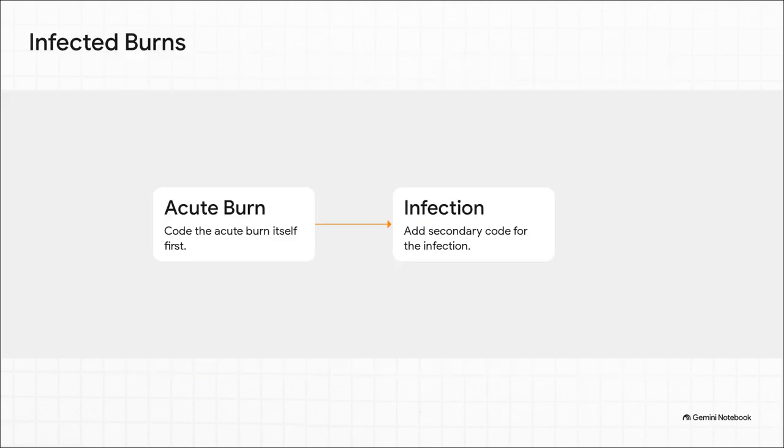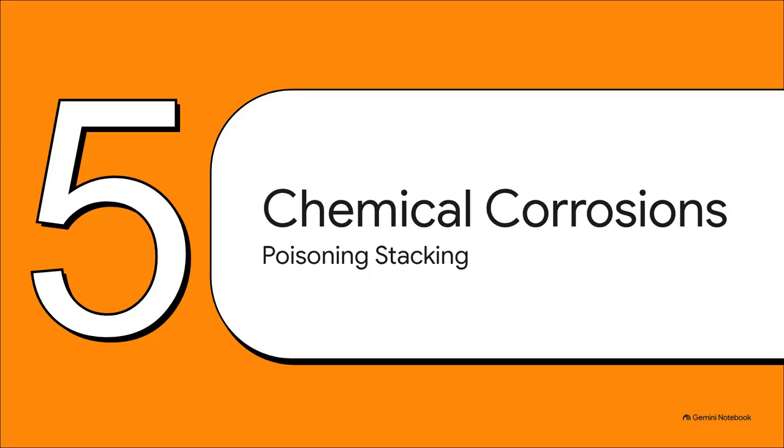Now, what if that burn gets infected? When a burn is infected, you're required to use a mandatory two-step sequence. First, you code the acute burn itself, following all those depth and sequencing rules we just talked about. Second, you follow it up immediately with an additional code to pinpoint the infection. So if it's a staphylococcal infection, you'd pull a secondary code from category B95 to identify that exact bacterial agent. And finally, Section 5, Chemical Corrosions.